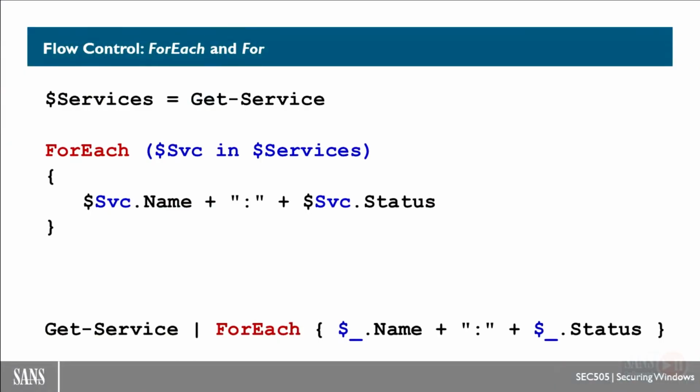ForEach can come up in a different way as well. Notice at the bottom of the slide. At the bottom, I run getService, and I'm piping into ForEach. Now in this case, ForEach at the bottom of the slide is an alias for a command named ForEach object. So this is confusing. When the word ForEach appears at the beginning of a line, that's a keyword built into the language. But when you pipe into ForEach, what you're really doing is piping into ForEach object.